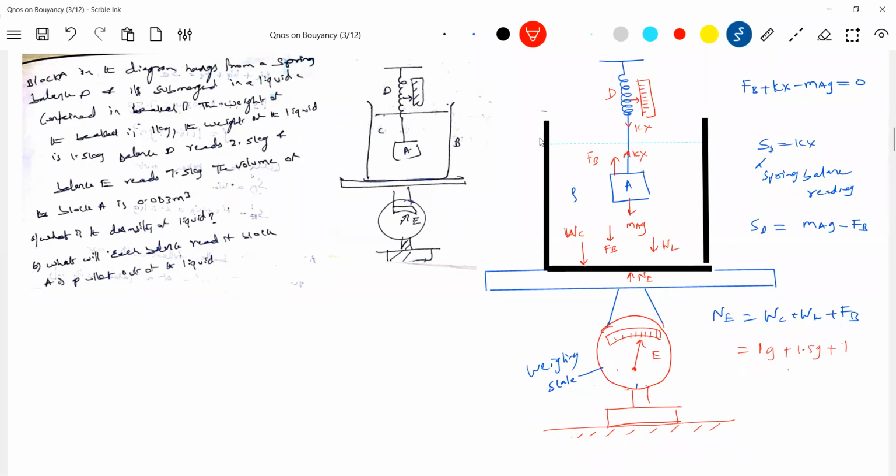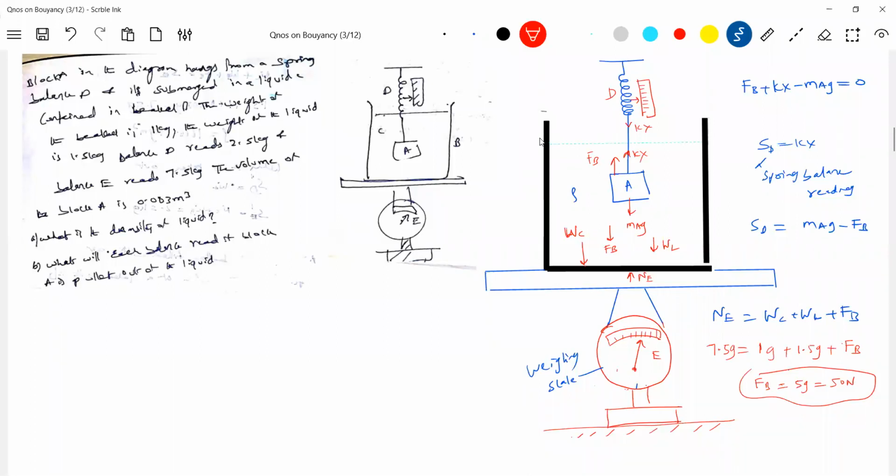Buoyant force, we don't know. How much will it read? And it reads 7.5 g. So if you remove 2.5, it will be 5g. So what is the buoyant force equal to? 5g or 50 Newton. Okay, agreed, I think. Okay, this buoyant force, I'm going to keep it.